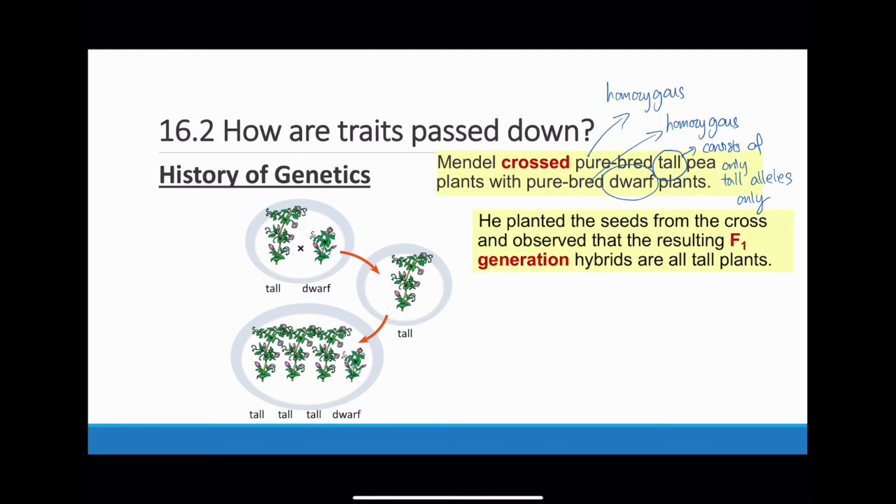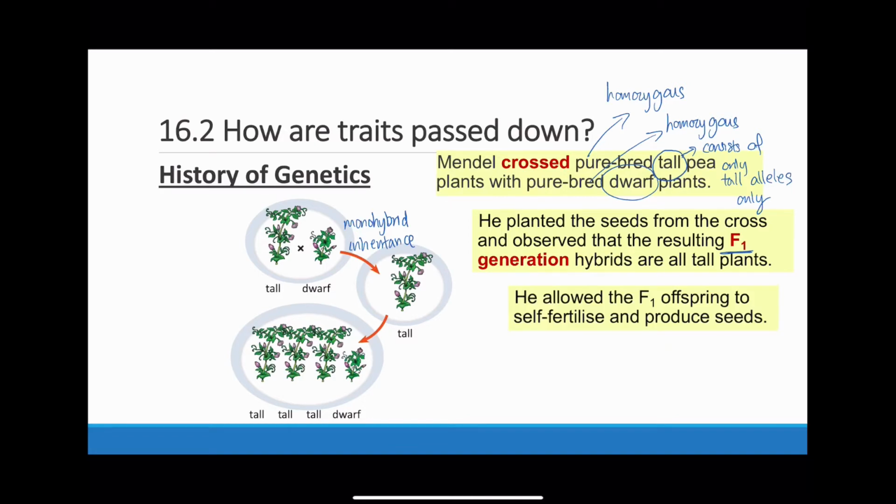When he crossed these two, the offspring that he obtained, when he grew them out, all became tall plants. Now that was one set of monohybrid inheritance, because he's looking at one trait, and the characteristic is the height. So we are looking at how the height is passed down to offspring. And interestingly, all the offspring at that generation became tall. We call this the filial one, which is the F1 generation. This is the first generation.